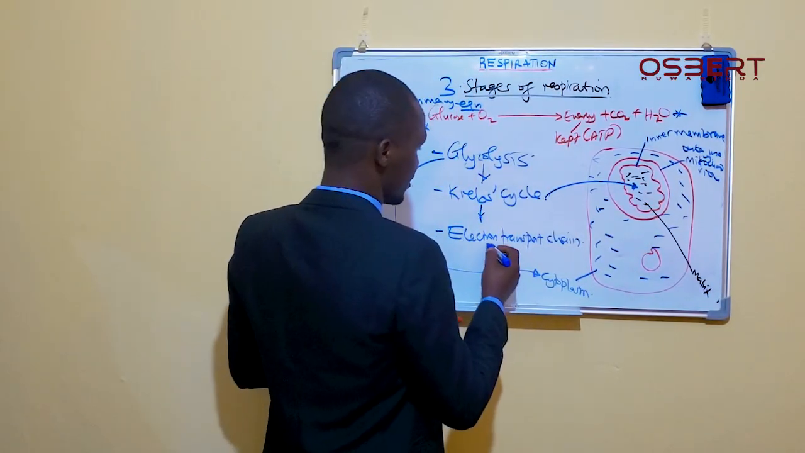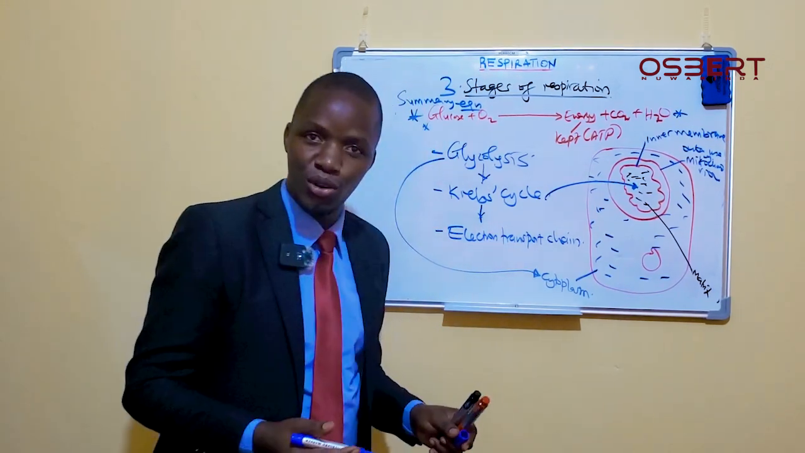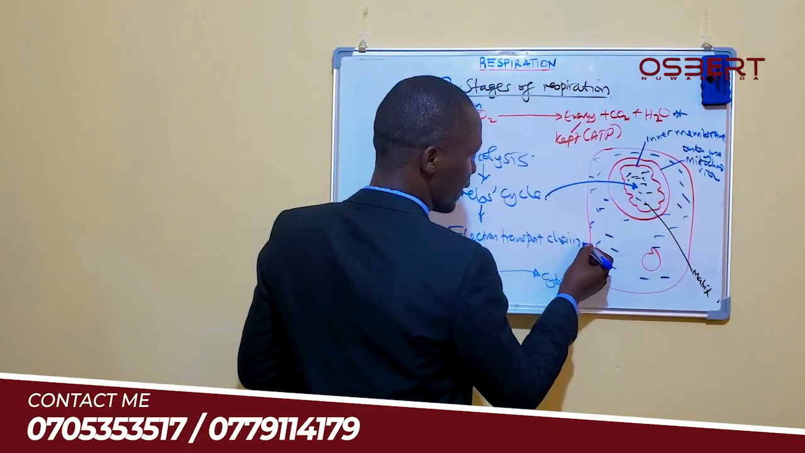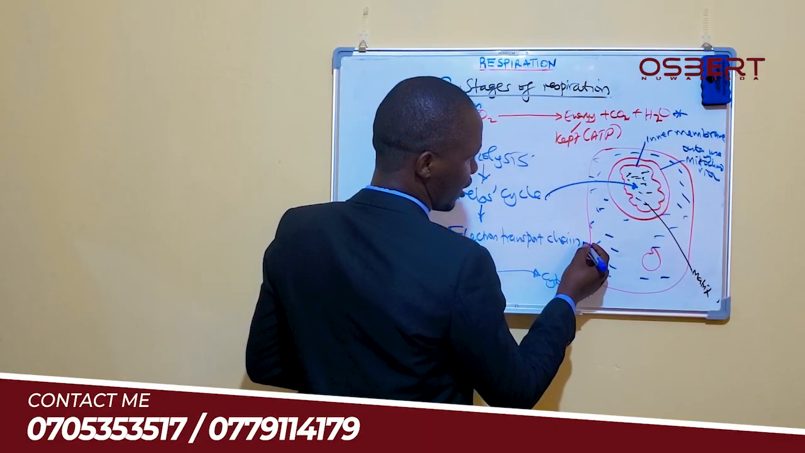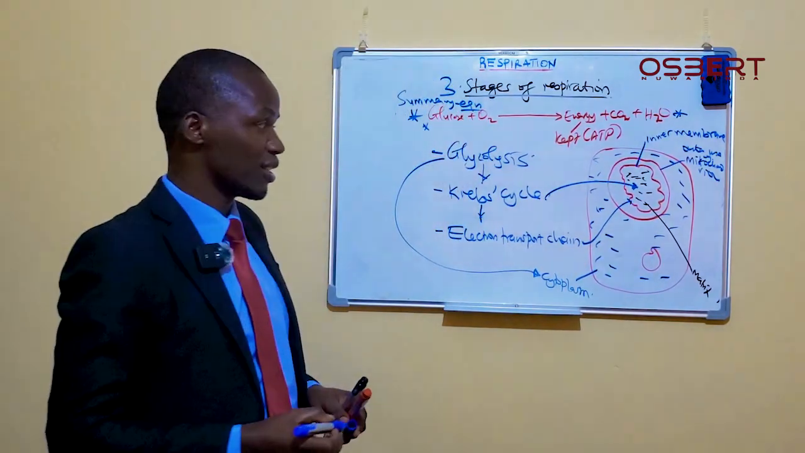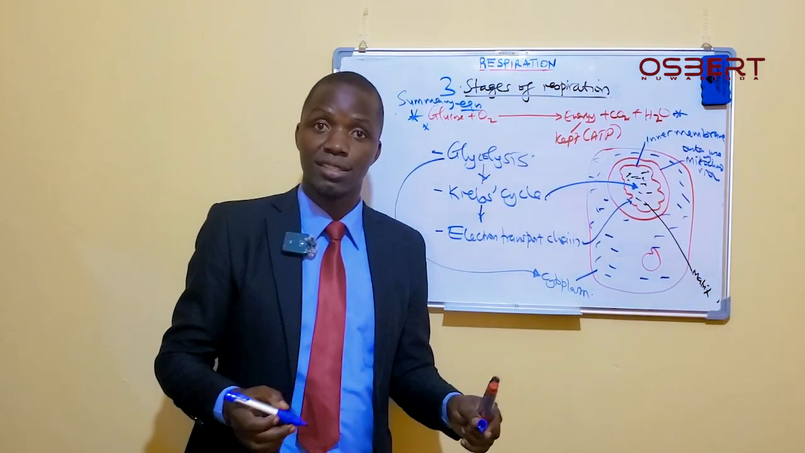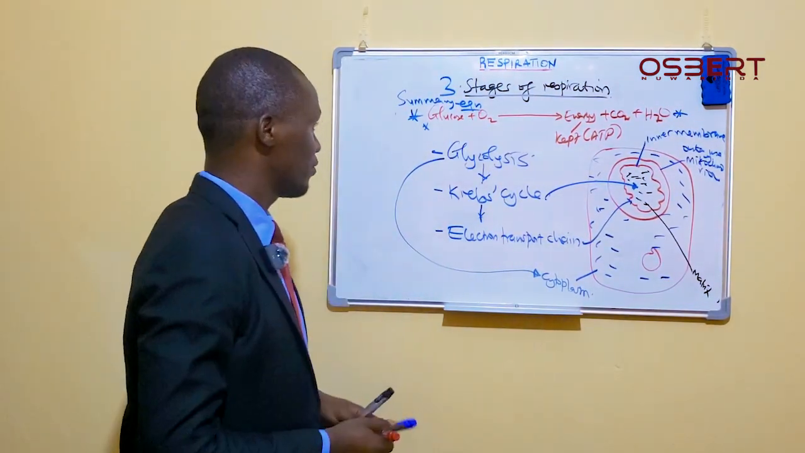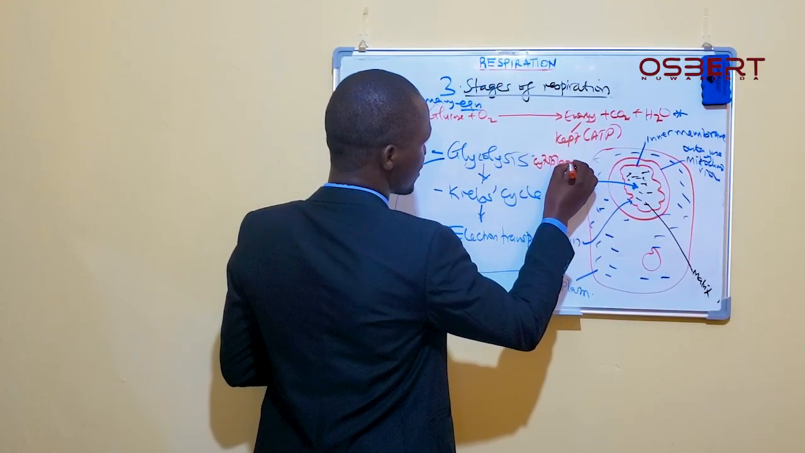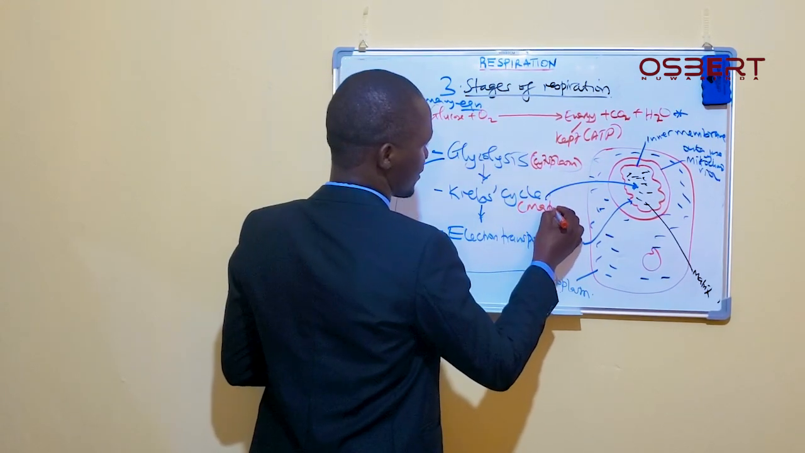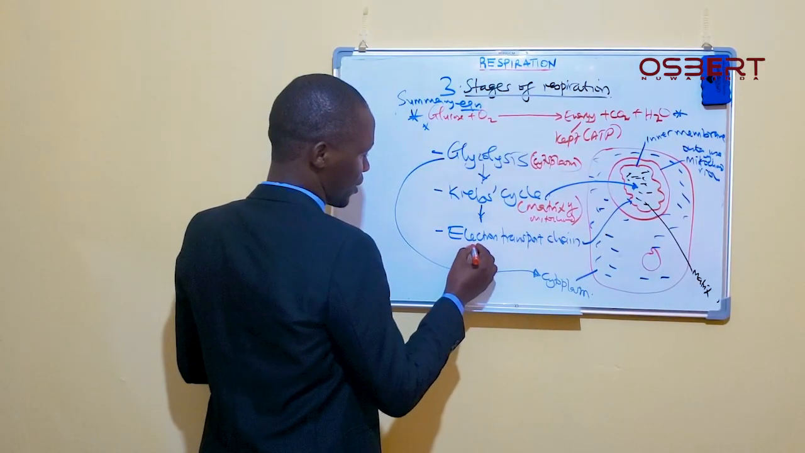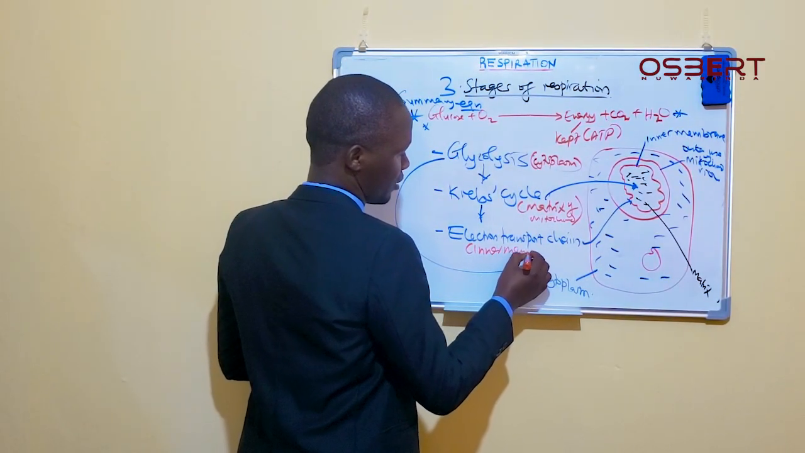And then the electron transport chain, as we already saw in one of the previous videos, takes place where? Within the inner membrane of the mitochondria. So those are the different places we are going to keep discussing as we progress. Glycolysis takes place within the cytoplasm, the Krebs cycle within the matrix of the mitochondria, and the electron transport chain within the inner membrane of the mitochondria.